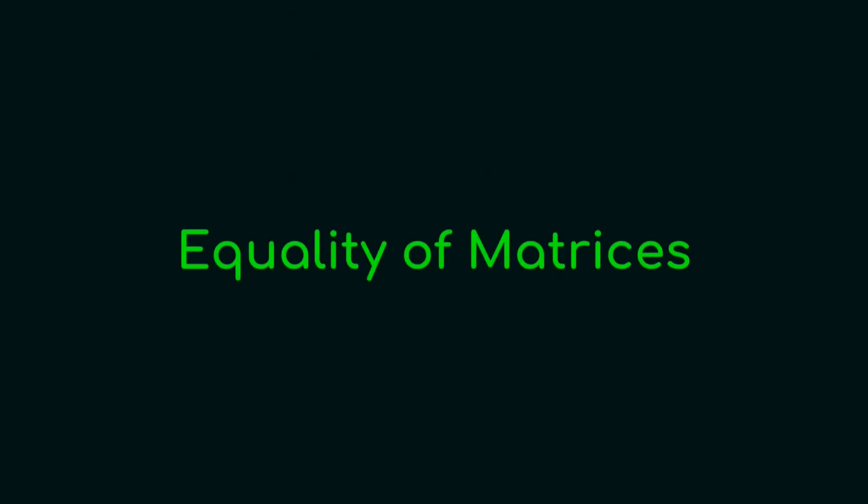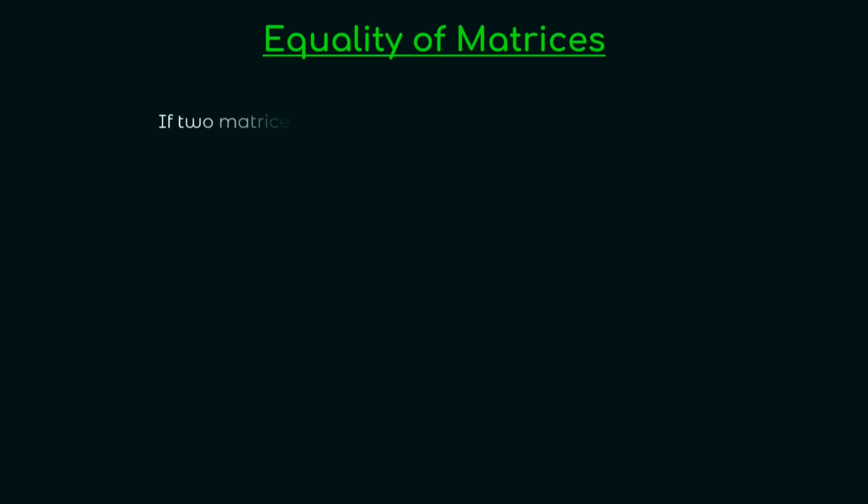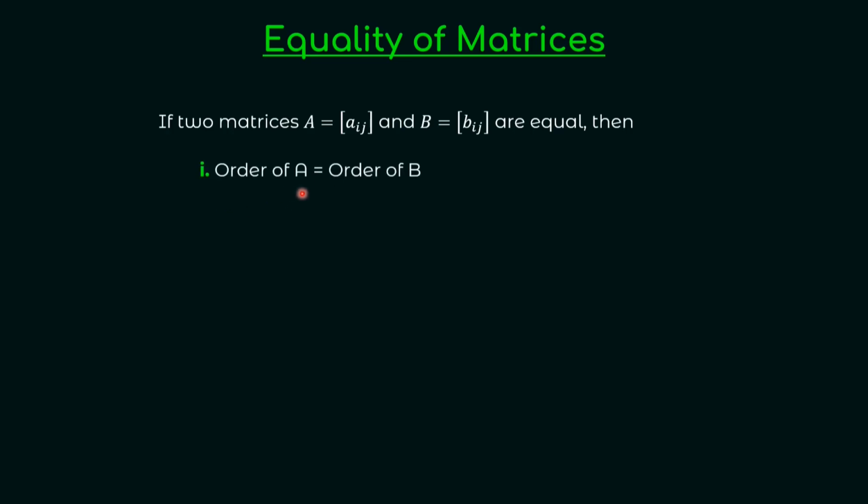Today's video is about equality of matrices. If the two matrices A = [Aij] and B = [Bij] are equal, then it means that the order of A should be equal to the order of B. Means if A is a 2 by 3 matrix, B should also be a 2 by 3 matrix.